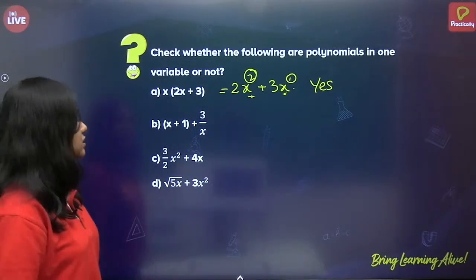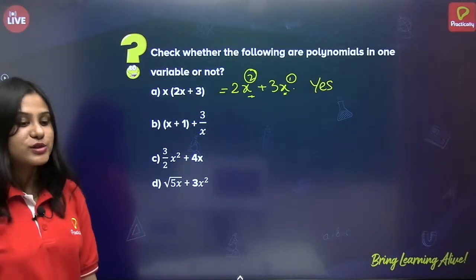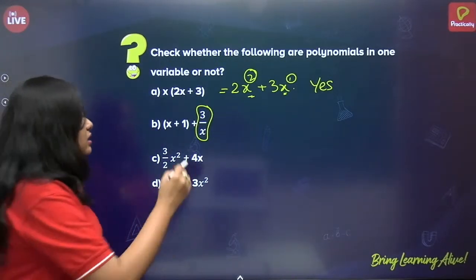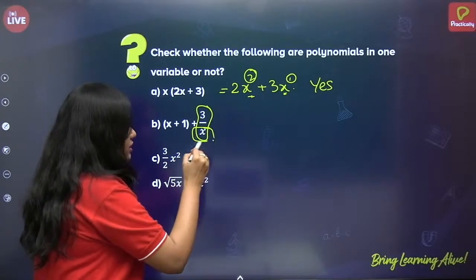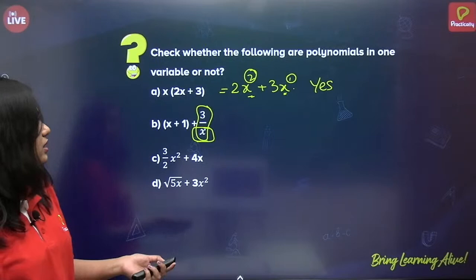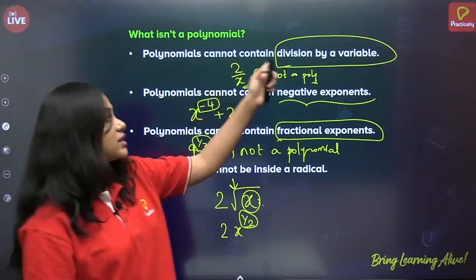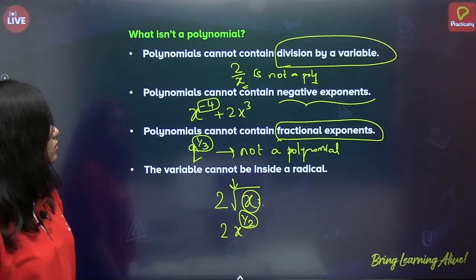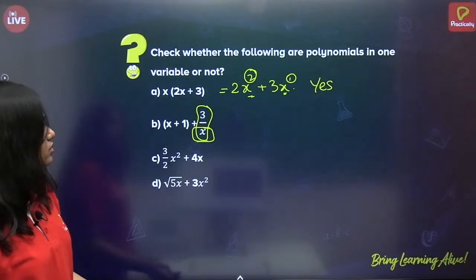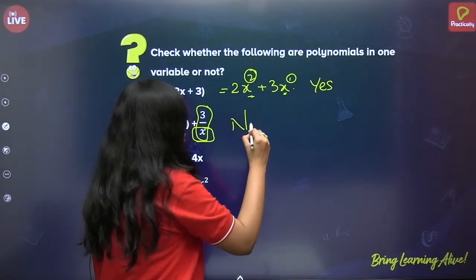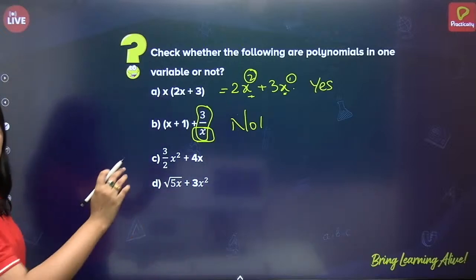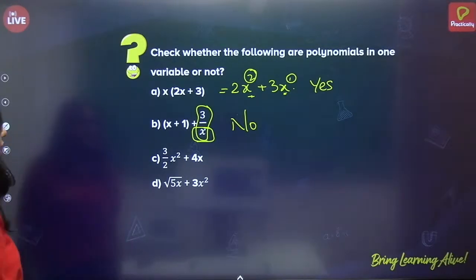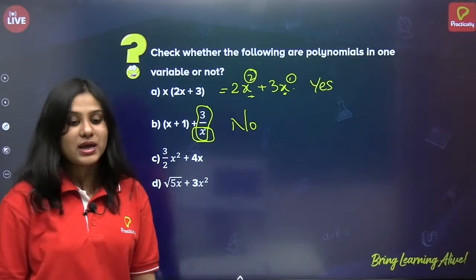Next, x plus 1 plus 3 by x. So again here is a catch. If we take this 3 by x, we know there shouldn't be a division by a variable, correct? We have just studied that polynomials cannot contain division by a variable. So this is no. Next, 3 by 2x square plus 4x.